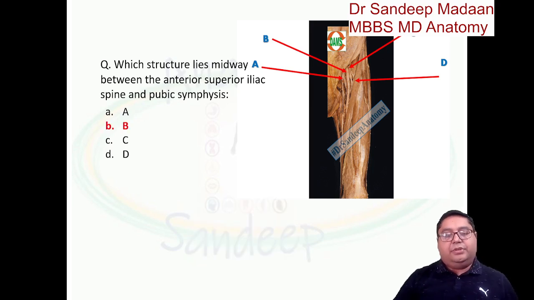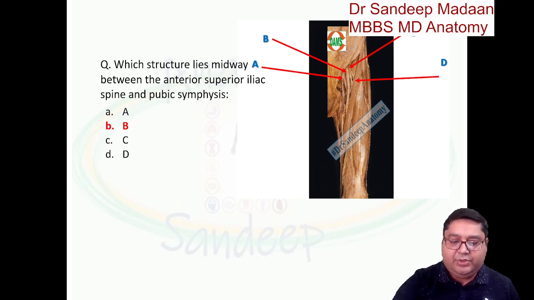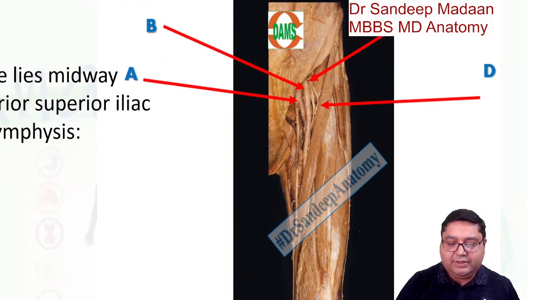So the answer to this question is B. Now, what structure is lying in the midway between ASIS and pubic symphysis is the femoral artery. Let me zoom in this picture to show you. This is the sartorius muscle, and this diagram is for the femoral triangle.